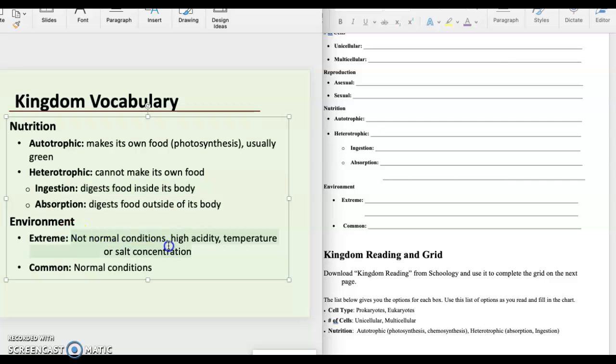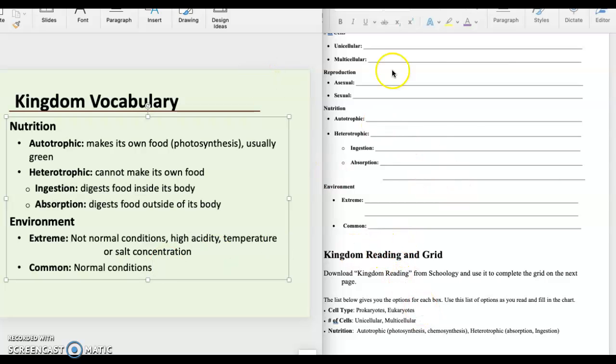The next one, we have environment. Extreme environments are not normal. They're usually very high acidity, the temperature is really high, or there's a lot of salt, and most cells die in these environments, but this kind does not. So for environment, copy over what I have highlighted, and then common environment is like normal. And normal can be everything from a desert to a glacier. It just depends on which extreme and which condition.